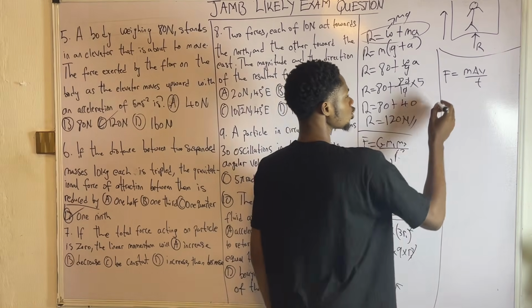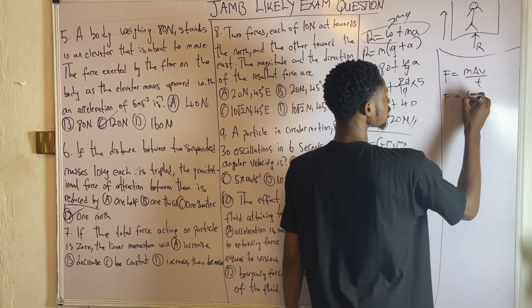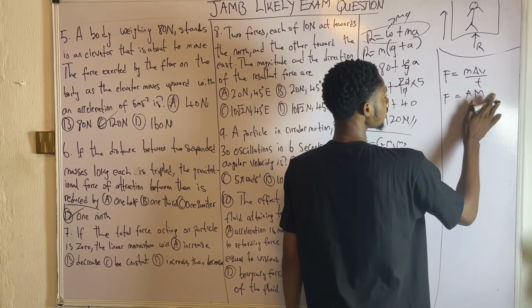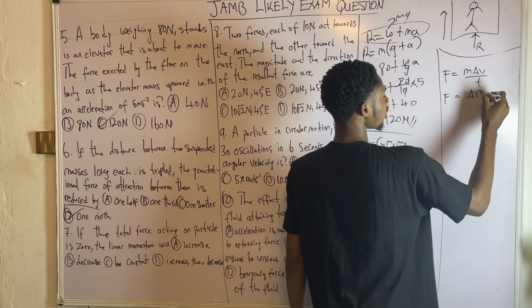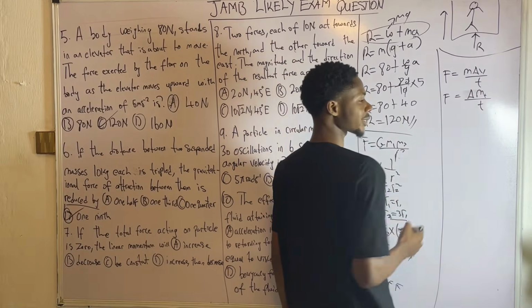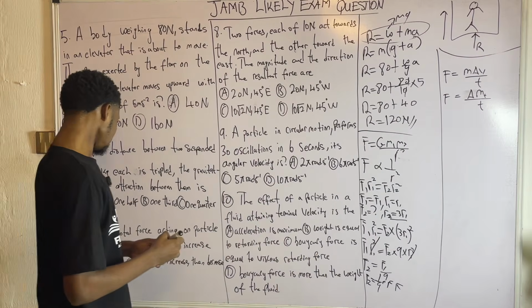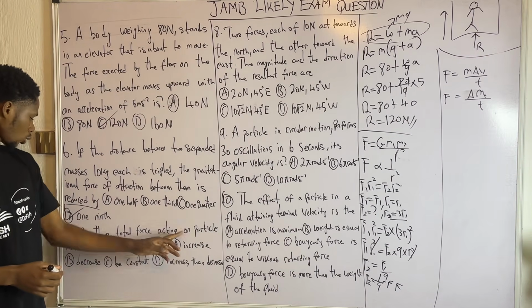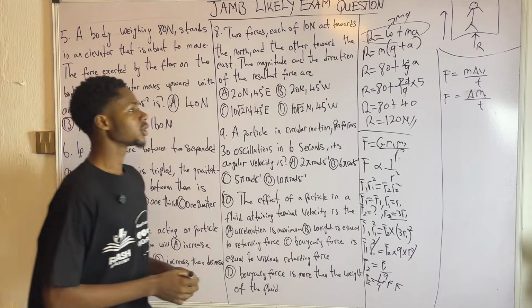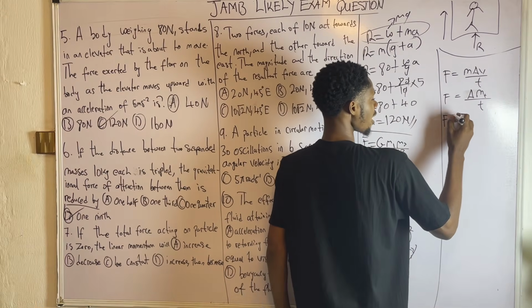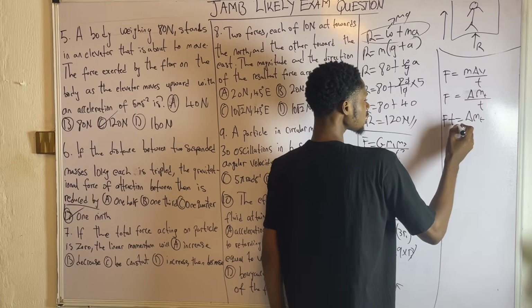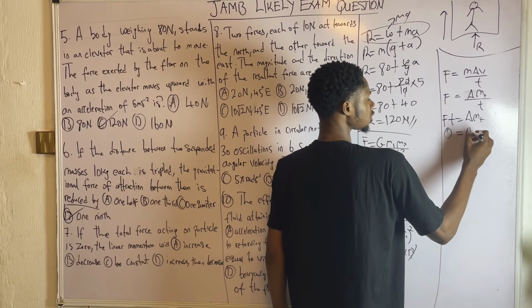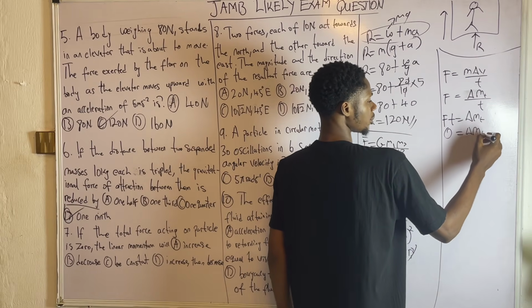Momentum is mass times velocity. So from here we can have F is equal to change in momentum over time, right? Now they said if the total force acting on a particle is 0, which means F is 0, so we can cross multiply and we say Ft is equal to change in momentum. Now since F is 0, it means 0 is equal to change in momentum, right?